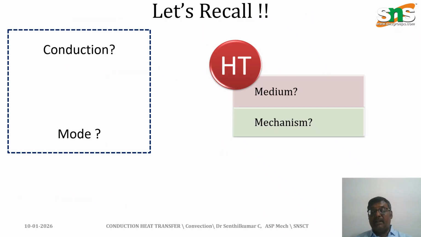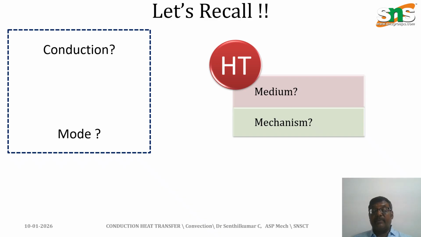We already saw in the previous lecture what conduction is. Transfer of heat, metal to metal, is said to be conduction. And what are the modes? How the heat transfer takes place is divided into three modes: one is conduction, another is convection, another is radiation. So this is the second mode of heat transfer, convection.